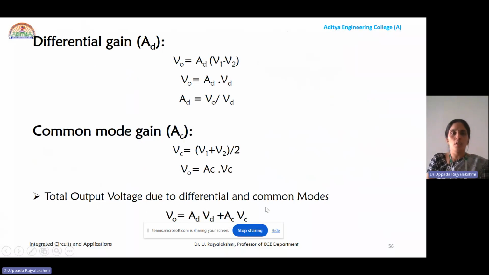So the total output voltage due to differential mode and common mode is equal to AD into VD plus AC into VC, where AD is the differential gain, VD is the differential input, that is V1 minus V2, AC is the common mode voltage gain, and VC is the common mode input, which is the average of the two input voltages.